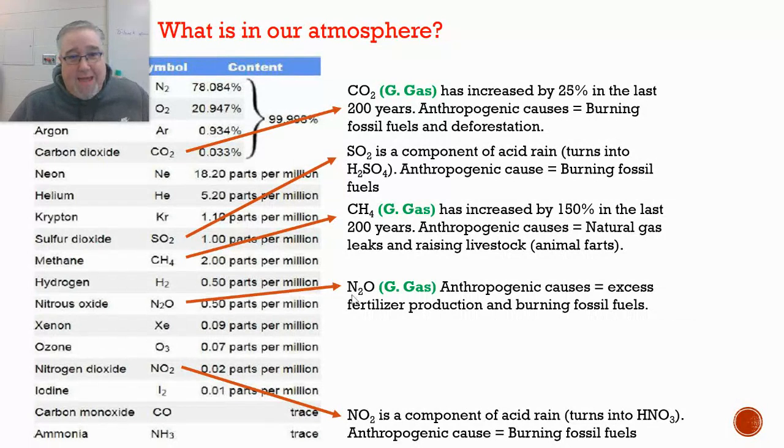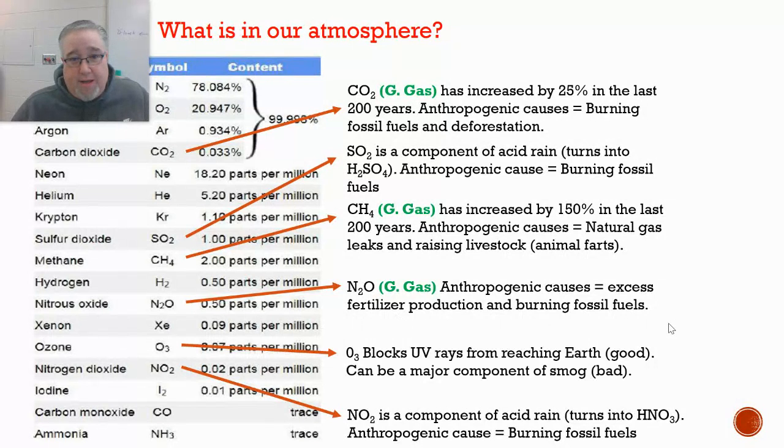Here's another one, N2O. Don't confuse it with NO2. This is called nitrous oxide. It's another greenhouse gas. Again, some anthropogenic causes: burning fossil fuels, that one's becoming redundant, and also excess fertilizer production. When we produce excess fertilizer, that can release N2O, which is a greenhouse gas.